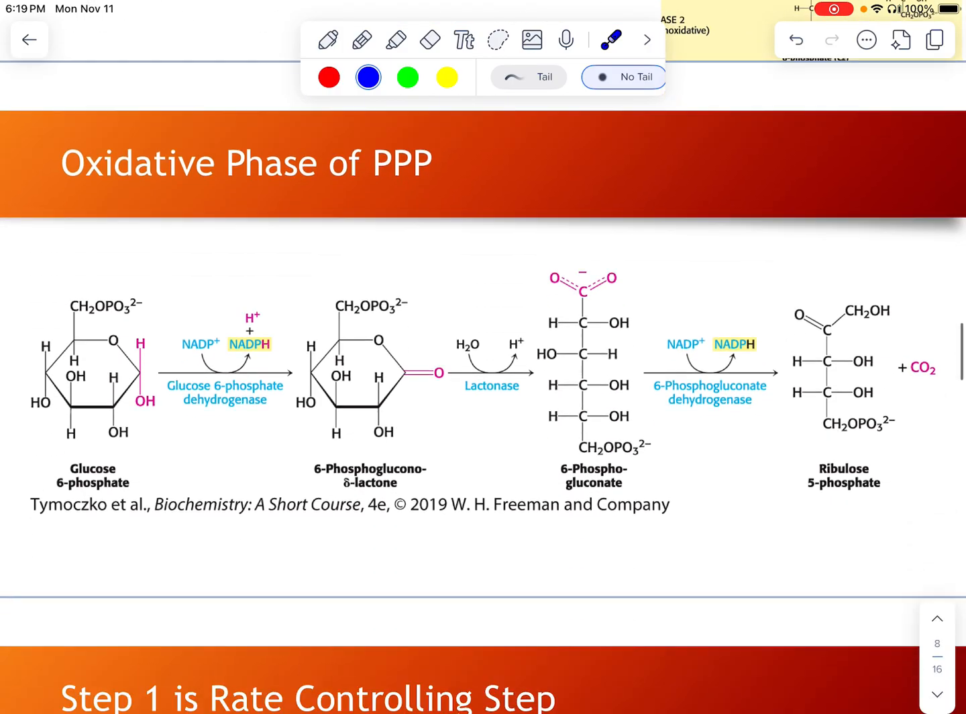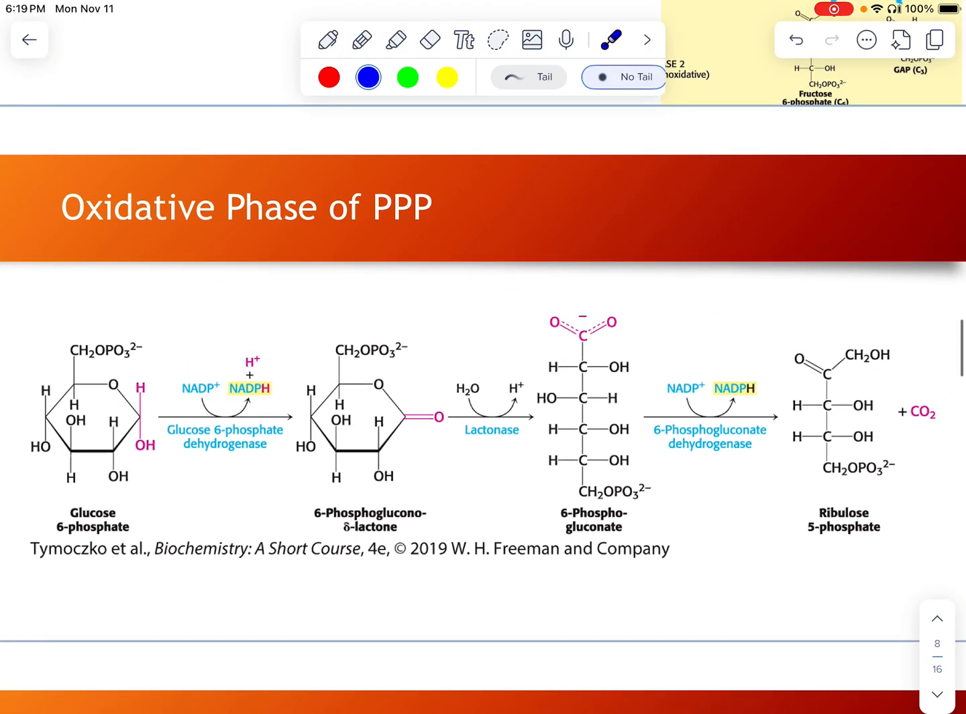All right, let's take a look at the oxidative phase of the pentose phosphate pathway. There are 2 oxidative steps. I'm going to highlight those. So this step right here is an oxidative step, and this step. So the first and the third steps are oxidative.